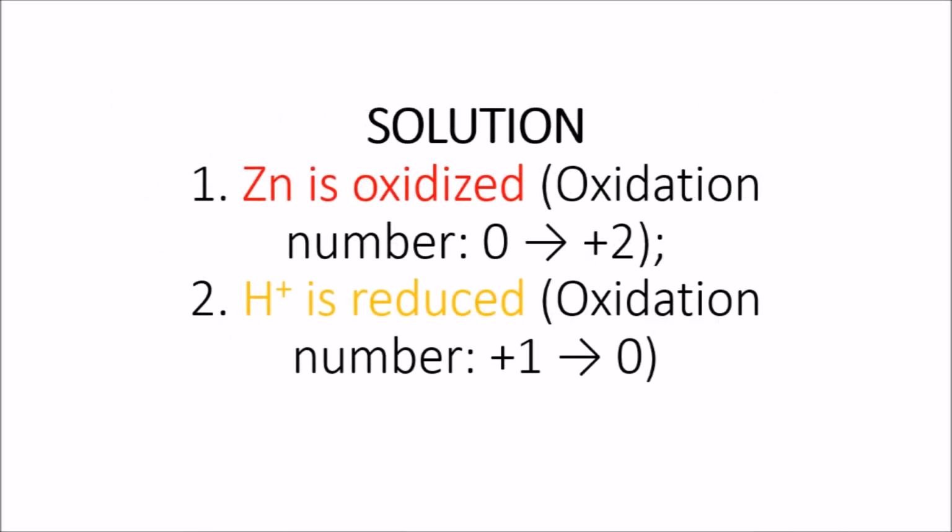So, here is the solution. Zinc is the one being oxidized since from a neutral charge, its oxidation number became +2 in the product side, meaning it lost its 2 electrons. Furthermore, hydrogen is the one that is being reduced because in the reactant side, its oxidation number is +1, but in the product side it became 0, which means that it accepts the electrons that the zinc lost.